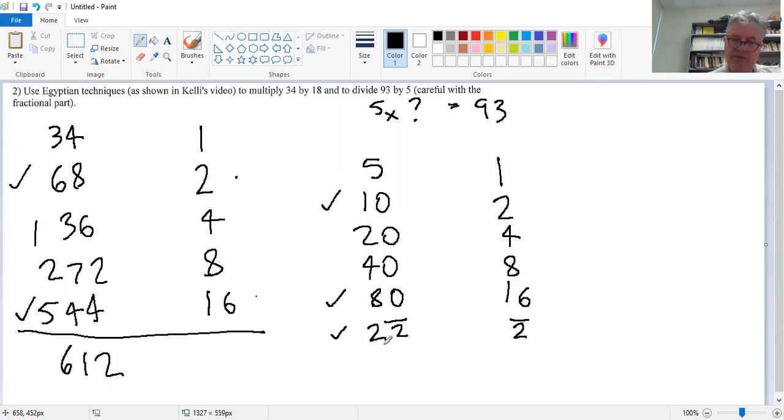So how do we get a half? Well, we get a half by taking a fifth of the 2.5. Taking a fifth of that gives us a tenth. Okay, and so then 10 plus 80 plus 2.5 plus a half gives us 93. So we add up the corresponding things, and we see that our answer is 18 and a half and a tenth. Okay, keeping it in nice Egyptian fashion.